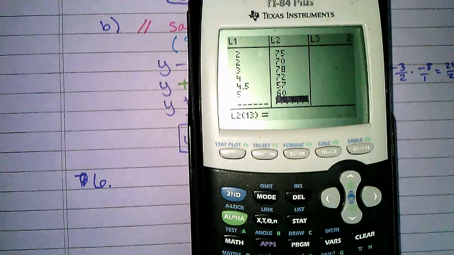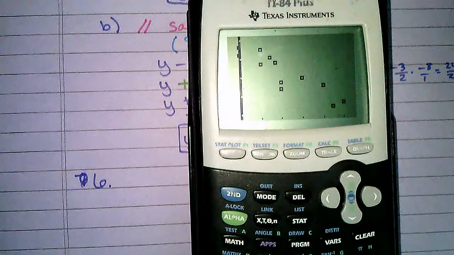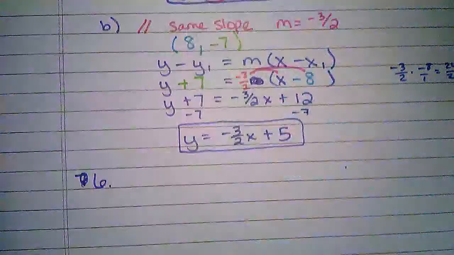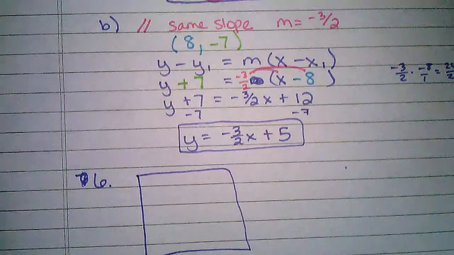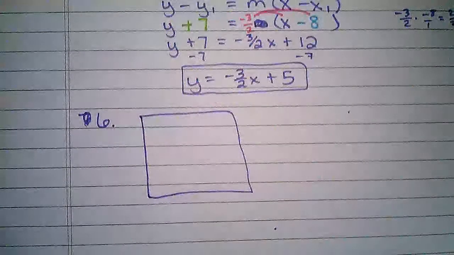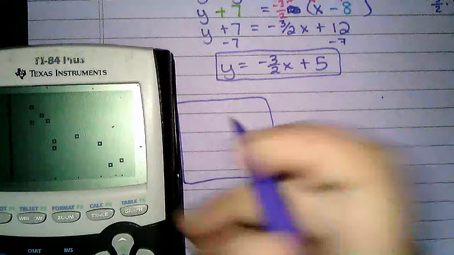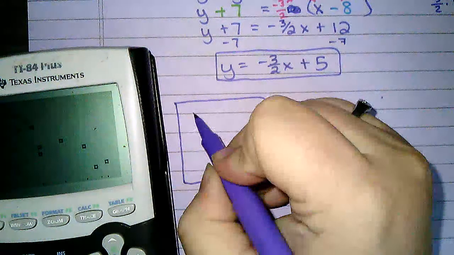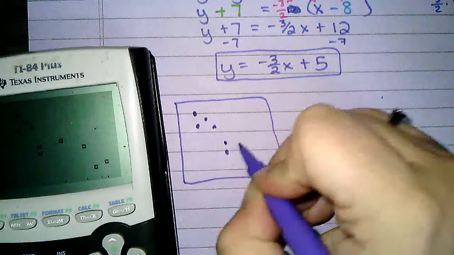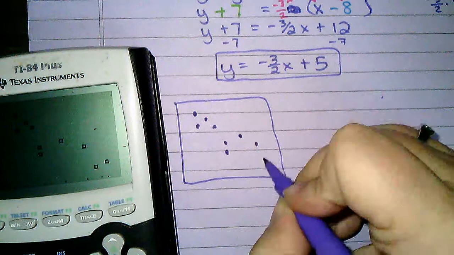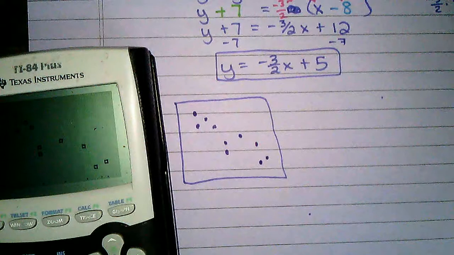Now, once your data is in and your plot is on, you can hit zoom at 9, and it will give you a lovely little scatter plot. So we need to make a box and draw that lovely little scatter plot. Oops, that's not a great box, Mrs. Black. Oh well. Okay, so to make this scatter plot, looks like we've got one here, one here, one here, one down here, a couple down here, over here, here, and there, and like there. Yeah, good enough.